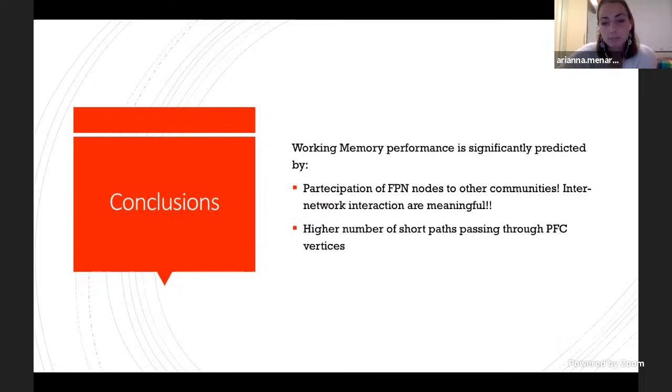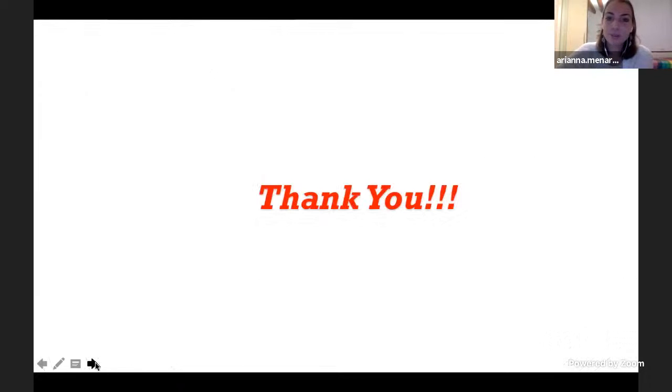So I think this is interesting, and there is already evidence in the literature showing how the executive functions are represented by a diversity of networks in the brain. And finally, the higher the number of the shortest paths that pass through the vertices of our prefrontal cortex nodes, the better it explains working memory performance, which is what we could observe with the betweenness centrality measure. And with this, I want to thank you all, but especially the people from my group. They have been very collaborative. We have worked very hard. I'm very proud of what we have accomplished.